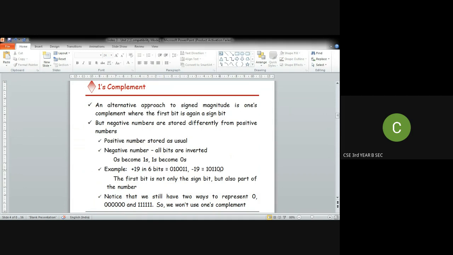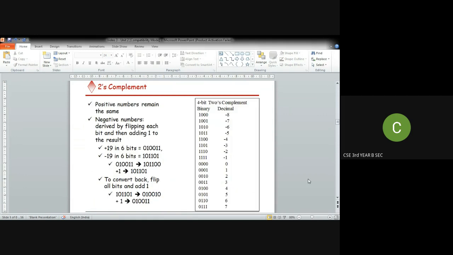So the first bit is not only the sign bit, but it can also be part of the number representation. Here also we are facing the same problem: there are two ways to represent zero. All zeros represents zero, and all ones represents negative zero. So the ones complement method is not a good one to represent binary numbers. We have to upgrade to the next method, called the two's complement method.